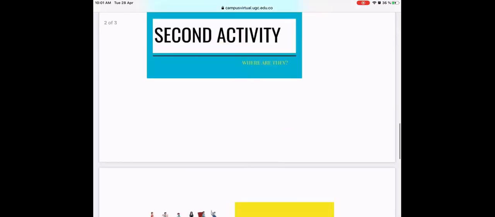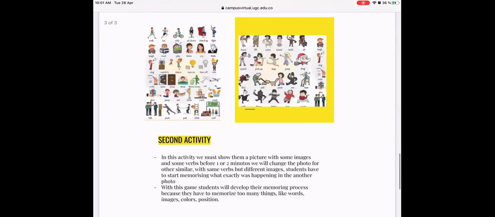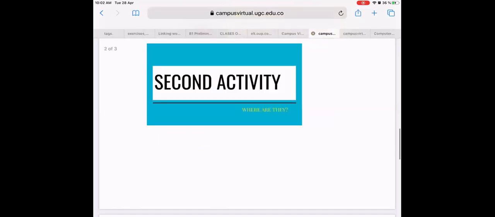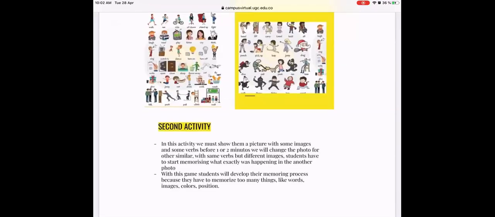Also, our second activity is a match activity. So we have some images with some verbs, and first of all, we are going to show the first image, the one that is on the whiteboard, and with those images and verbs, the students have to remember, for example, walk, run, write, those verbs. And then we are going to show another image with different actions, with the same verbs but different images. So they have to remember what the verbs were and make a relation between the image and the verb.